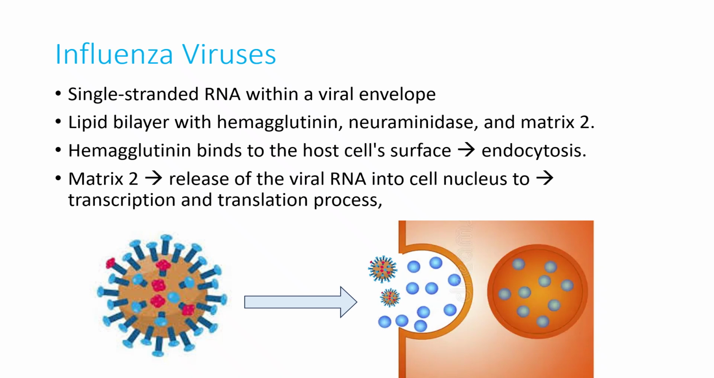When this layer comes in contact with the host cell, the hemagglutinin binds to the host cell surface, which triggers the process of endocytosis, or the host cell engulfing the influenza virus. Now, the matrix 2 component in this lipid bilayer triggers the release of the viral RNA into the cell nucleus to begin the process of transcription and translation.